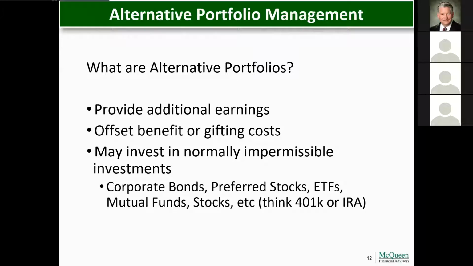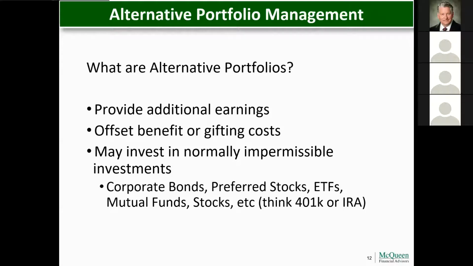Okay, now, what makes these different? The alternative portfolios can invest in what is called normally impermissible investments. So most people on this call are familiar with investments like U.S. Treasuries, especially lately. You may have seen some recommendations from us. They've done pretty well. Mortgage-backed securities, CMOs. Those products are normally permissible. You have certificates of deposit, all the rest of it. You guys are familiar with that.